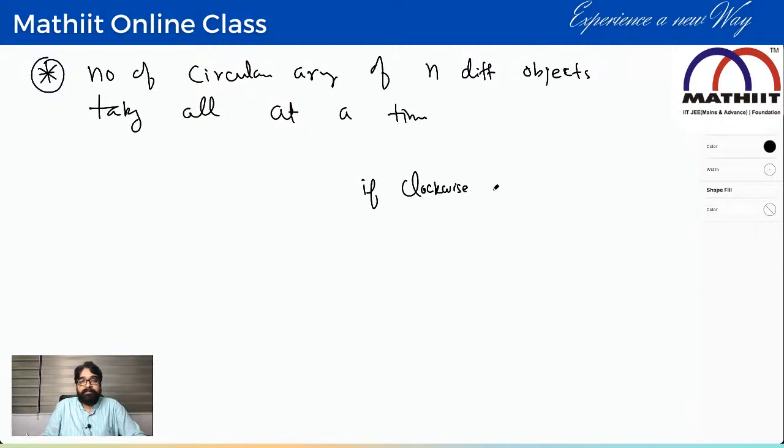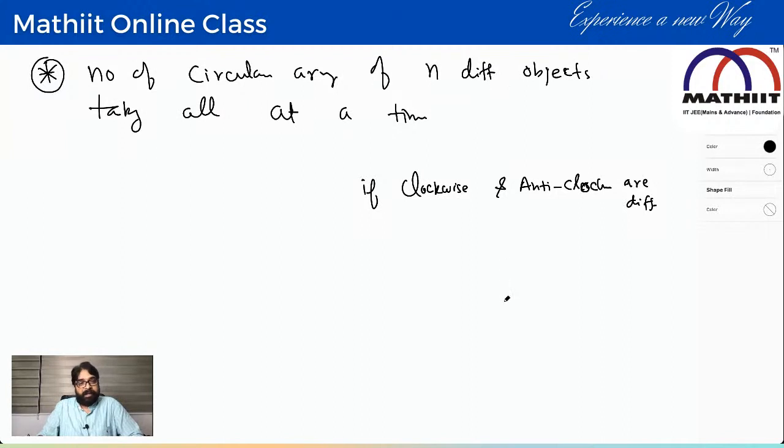I hope all of you can give me the answer. If clockwise and anti-clockwise are different, please type the answer. What will be the number of circular arrangements of n different objects, taking all the objects at a time? Means all n objects I am arranging at a time. Speak out. I gave you the method. Everyone, quickly.